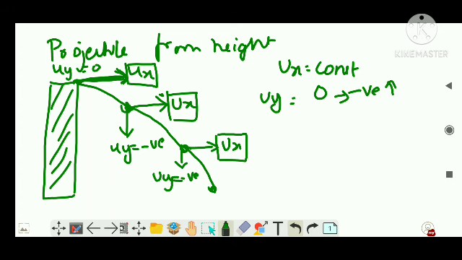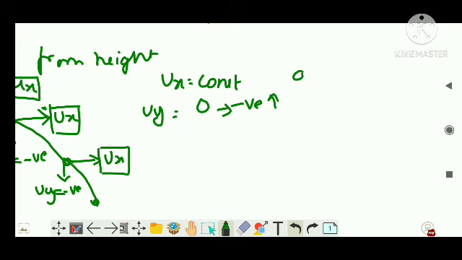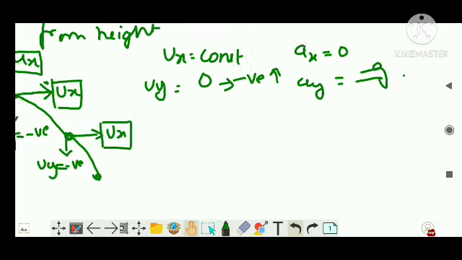Right? This much is clear. These are the constants. So ux is constant, which means the acceleration in the x direction is 0, but in the y direction the acceleration is minus g. Common sense, right?